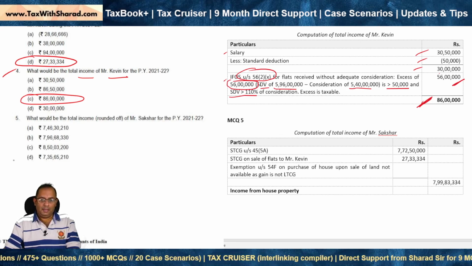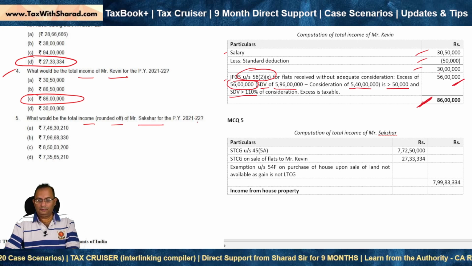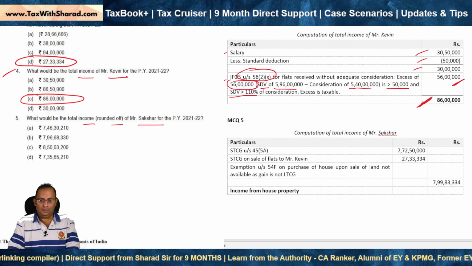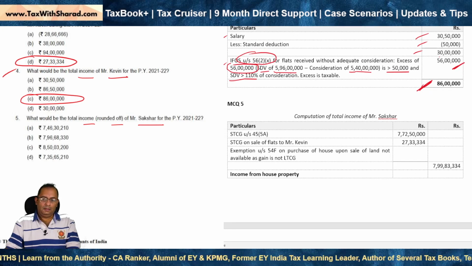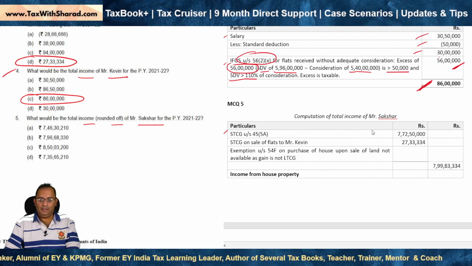And finally, we are asked to compute the total income rounded off of Mr. Sakshar also for the same previous year. Now let's see what will be the total income of Mr. Sakshar. So if you look at the total income, short-term capital gain under section 45(5)(a), this is something that we already computed above, 77250,000. Then short-term capital gain on sale of flats to Mr. Kevin. This is also what we computed above.